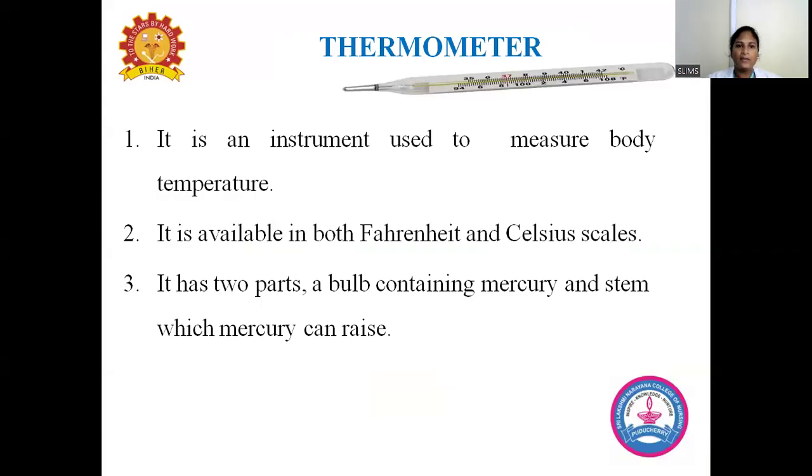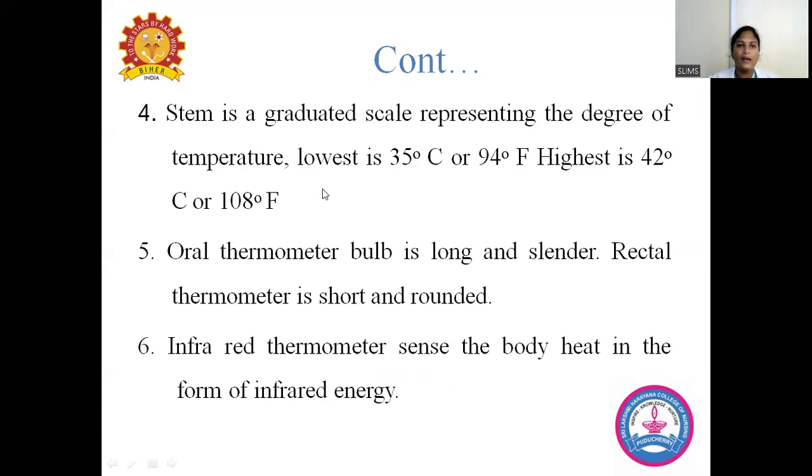First is the thermometer. It is an instrument used to measure body temperature and it is available in both Fahrenheit and Celsius scales. It has two parts: a bulb containing mercury and a stem in which the mercury can rise. This is the thermometer used for measuring body temperature. It can be manual or digital. The stem is a graduated scale representing the degree of temperature.